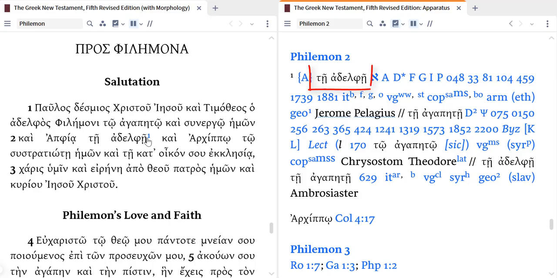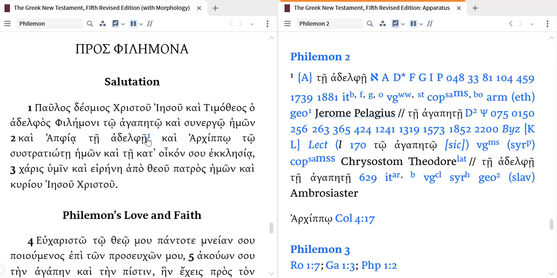The first one, the reading of the text, te adelphe, the sister. The second one, te agapete, the beloved. Or the last reading, which combines the two, te adelphe, te agapete, the beloved sister.